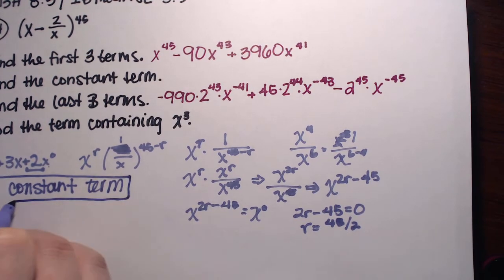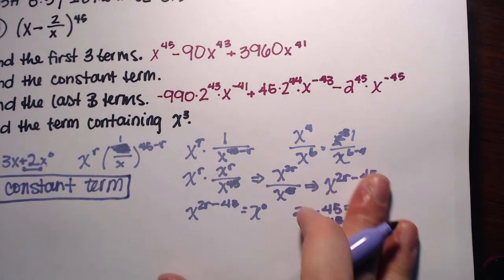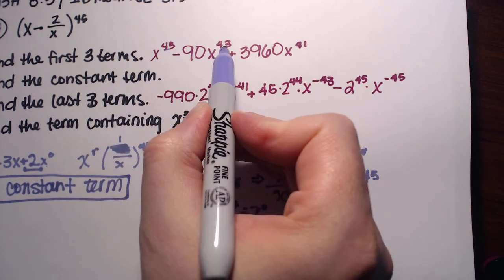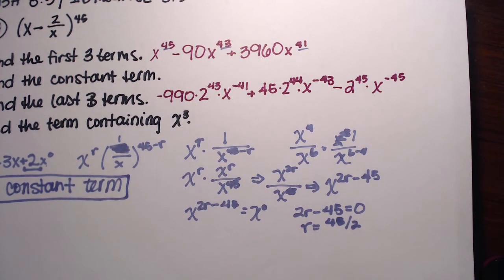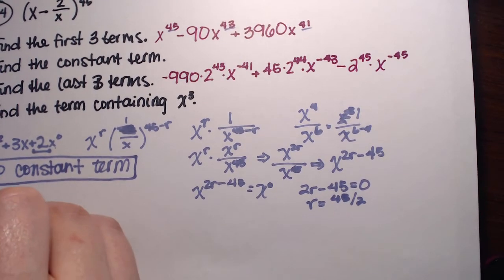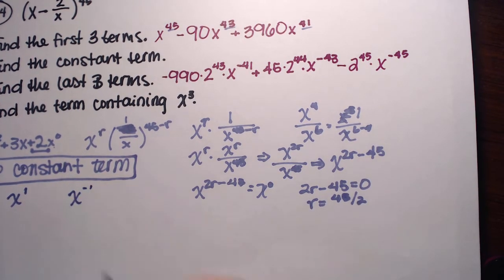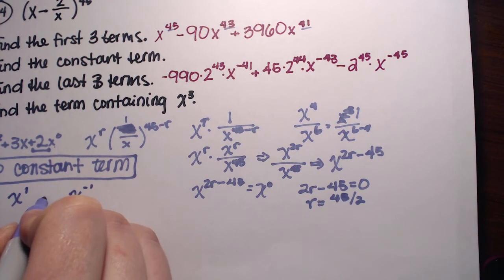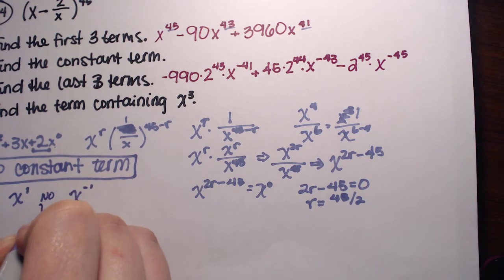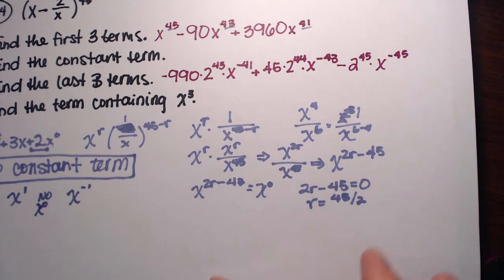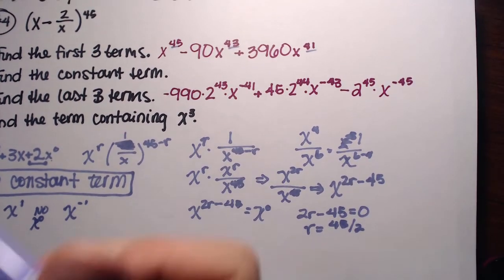Now, if we didn't want to go that very exponent-y rule, you could also look at the first 3 terms. What's happening to the exponents is they're decreasing by 2. They're hitting all the odd numbers. So I would have an x to the first term, and I'd have an x to the -1 term. I'm not going to have an x to the 0 term. So you could just look off of the patterns as well. Okay, so no constant term.